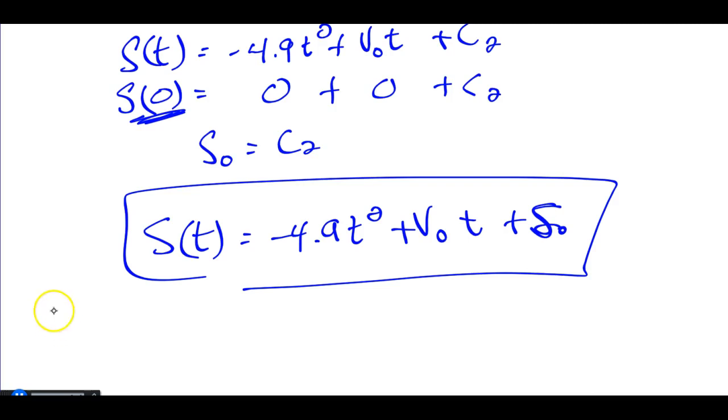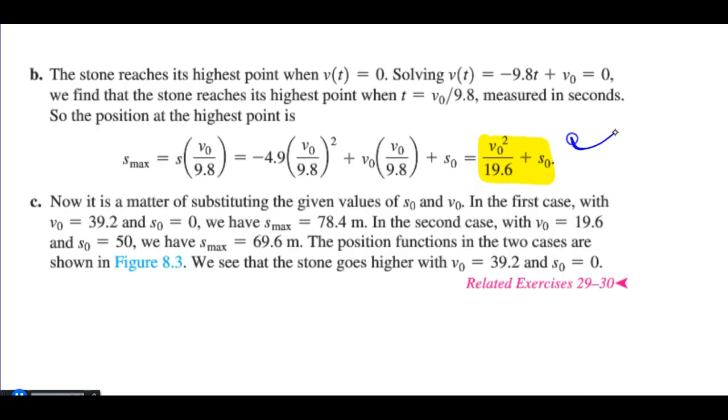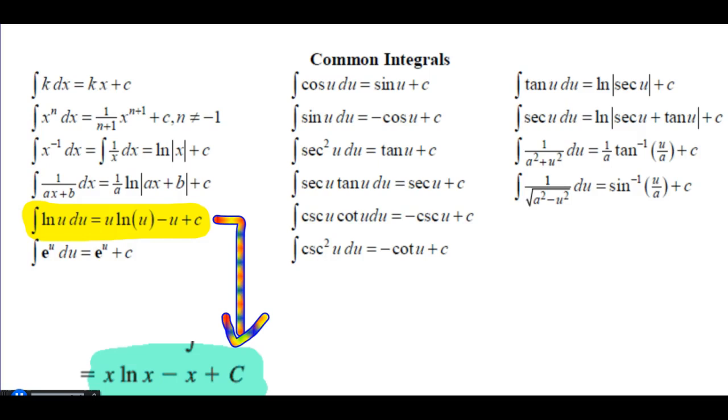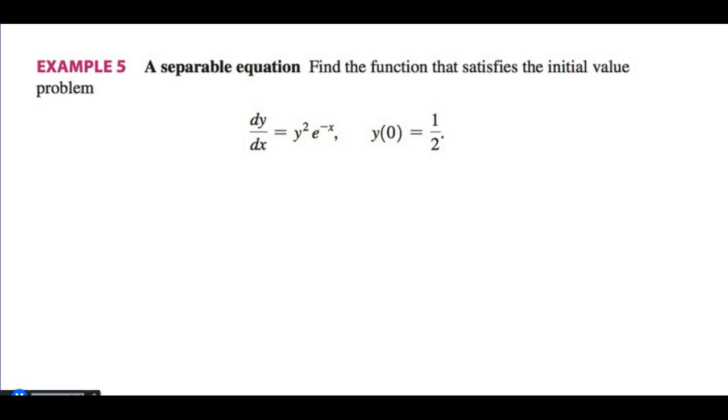Then I'll leave you with part B and part C, where you're literally just finding v sub 0 over 9.8 and plugging that in for t. I'll leave that for part B. I skipped part C for the sake of video length, but you can look at it. There is a cheat sheet; there are lots of integration techniques. Here's that. Remember, I told you I knew the integral of the natural log of u. Here it is. This is one of the ones I would try to get memorized, but oh my gosh, there are a lot of common integrals that I just use cheat sheets for, and you're welcome to do so as well.